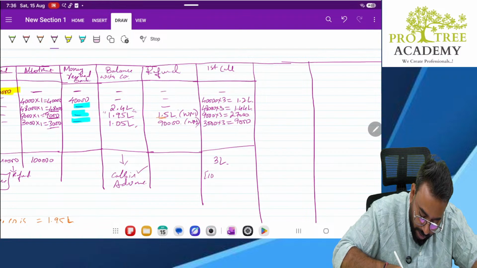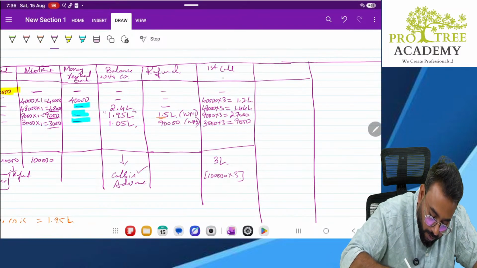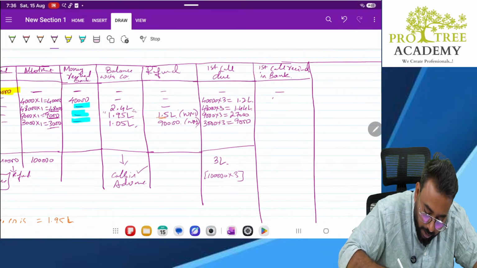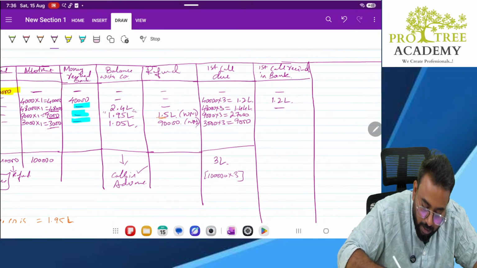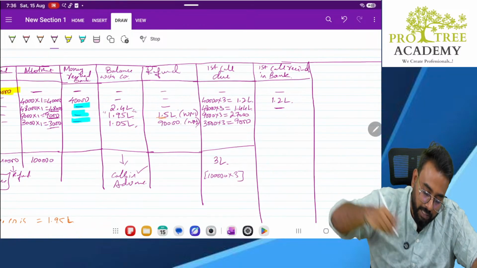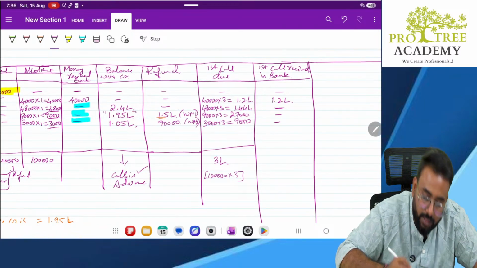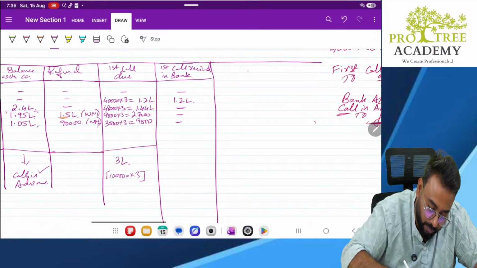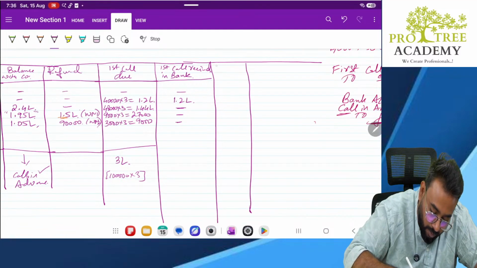Simple, no? 1 lakh shares into 3 rupees each. First call received in bank. Nothing. Here we will receive it in the bank. Here we will not receive anything in the bank. Why? Because we only have the advance. Correct or no? Next.